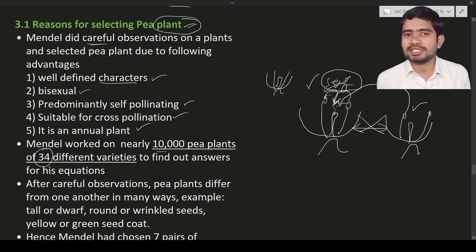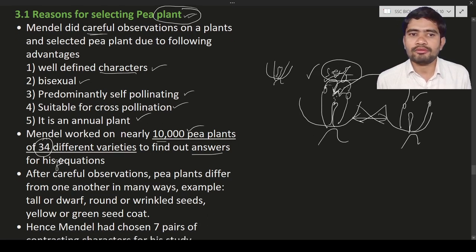Why did he do such huge experiments on a huge number of plants? Just to find out the answers to his questions and his doubts. So he did such experiments, and such information helped us a lot to understand genetics.